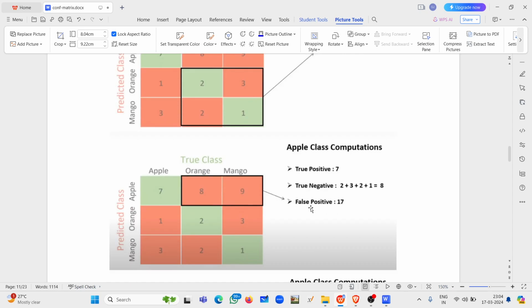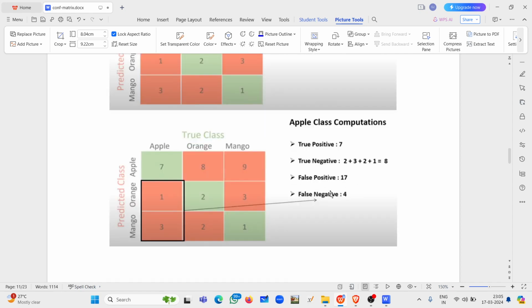Then how do you go for the false positive? What do you do? Where the apple is, in that row, except that one, whatever the other values are, just add up. So 8 and 9 are there. 8 plus 9 is 17. This is called false positive. Similarly, for the false negative, in that particular cell, whatever is in that column, top and bottom, just add it: 1 plus 3 is 4. Is it clear?